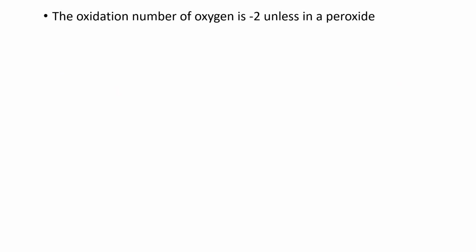So oxygen's oxidation number is -2 unless it's in a peroxide. Let me just deal with that one first. The best example of a peroxide would be H2O2. Now hydrogen is almost always +1, and there's 2 of them. So +1, +1. Hopefully you can see there that the oxygen can't be -2 because it has to be adding up to 0, and therefore the oxygen in this case is actually -1. But that's the exception rather than the rule, I suppose.